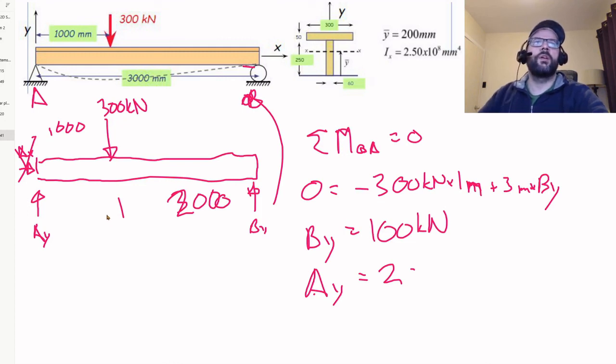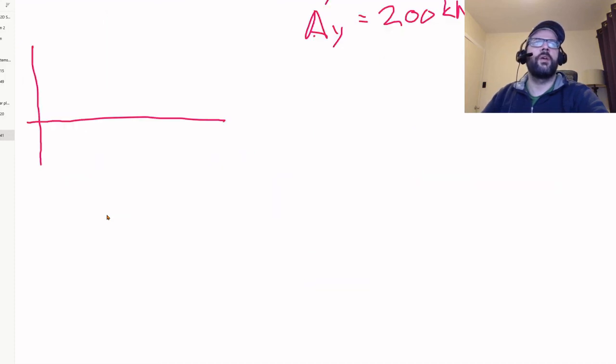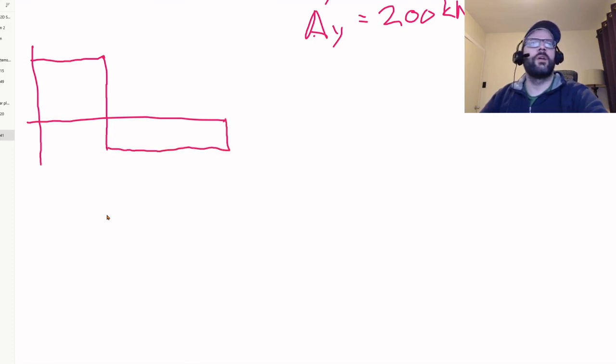So if we draw a shear diagram, I'm going to start with AY pushing this up to 200 kilonewtons. And we hit our load there. That drops us down 300 kilonewtons to minus 100 kilonewtons, and that stays constant until we hit our support here at B, which brings us back up to 0. So again, a positive, negative.